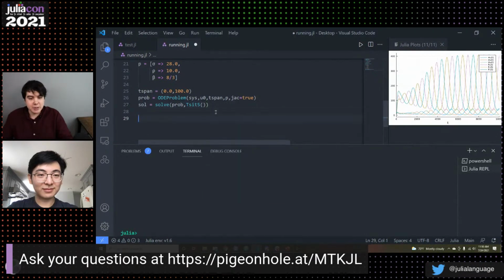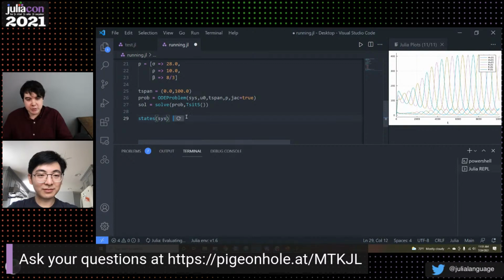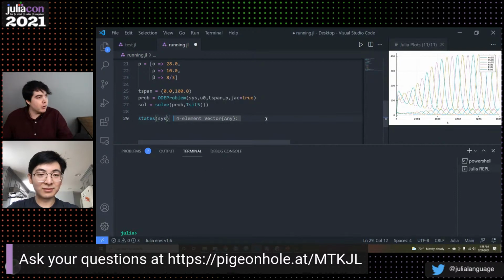But now, as I mentioned, you could go and look at your equations, right? Or you could look at the states of the system, and this will tell you what the ordering of your equations are, right? That x sub t, so the first derivative of x is going to be your first one, y is your second one, z is your third one, right? So this tells you what the ordering of the solution vector is. But you probably don't want to be using that.